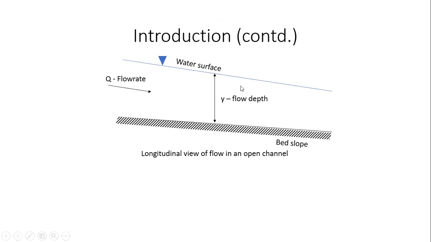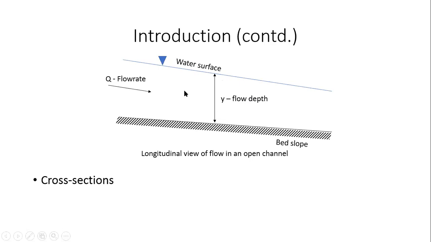Then I have the water surface. Typically, we use the expression y, the letter y, to refer to the flow depth in an open channel, right? So here I have the water surface, and the distance between the water surface and the channel bed is what we refer to as the flow depth. Okay. Now, naturally, the cross section. Okay, so this is a longitudinal view.